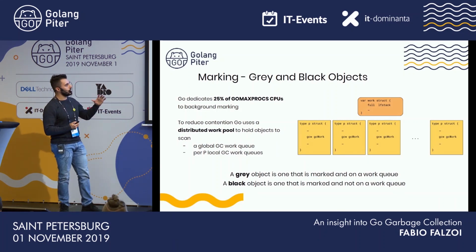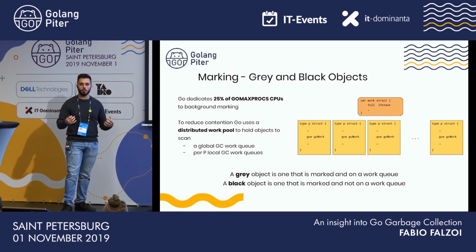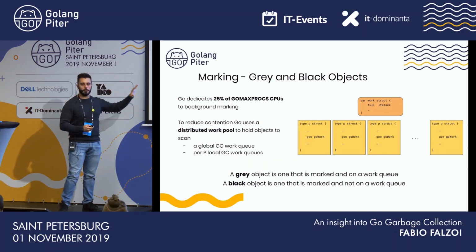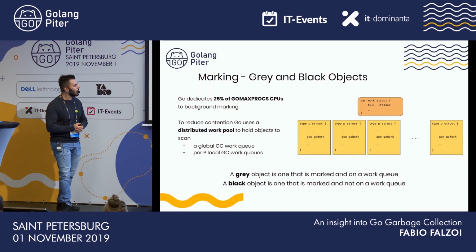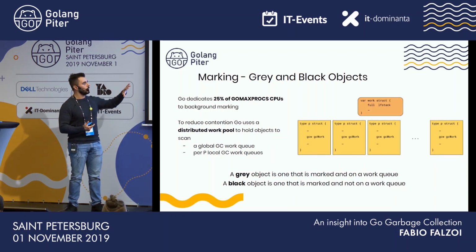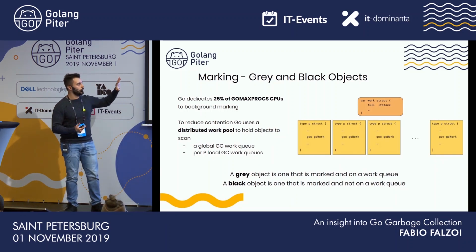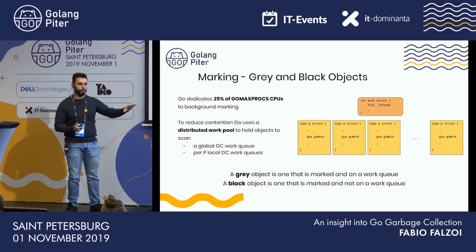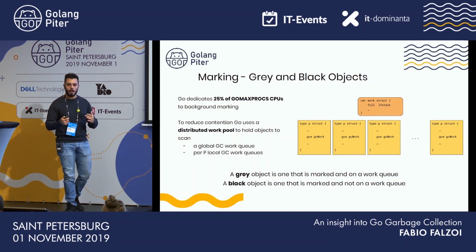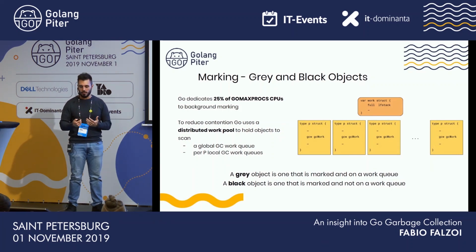And to address this, inside the runtime, we have a distributed work pool. So the marking work is distributed in a pool. We have a global buffer and a local buffer, a buffer for each P, virtual processor. And a gray object is considered so when it is marked and it is in one of the queues, either the global one or one of the local queues. Instead, an object is considered to be black when it is already marked and is already outside of the queue.